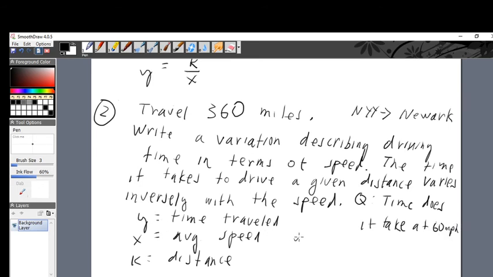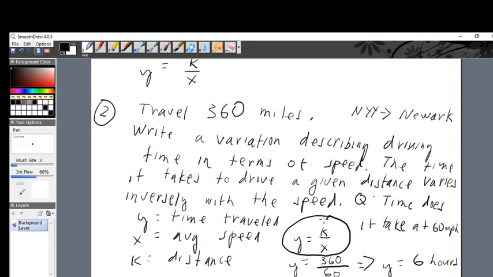Okay, y equals k over x. That translates into y equals, how much is our constant? We're talking about 360 miles. What are we given? The average rate of speed. So x is the average rate of speed, and we divide 360 by 60. So this turns into y equals 6, and we're talking about hours. So y is equal to 6 hours. It's going to take 6 hours. The time traveled. The final answer is 6 hours to travel 360 miles at 60 miles per hour. This is a case of inverse variation.